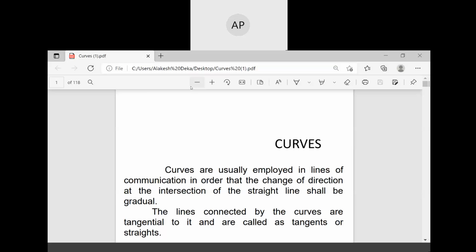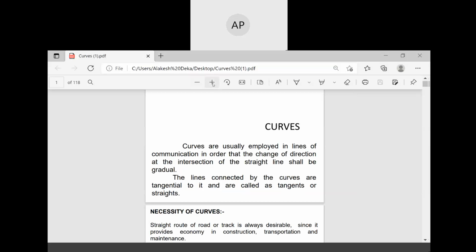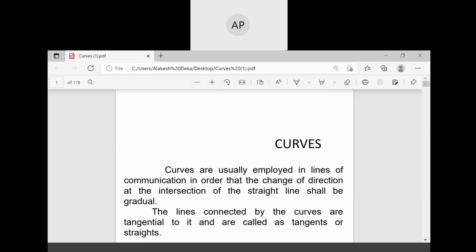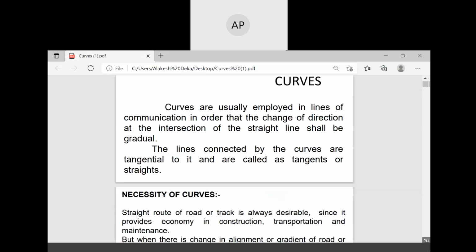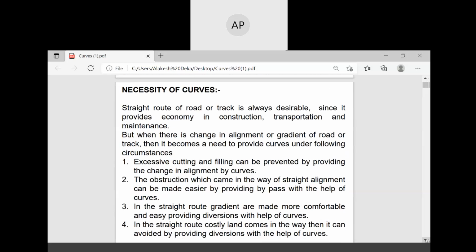Okay. So curves are usually employed in lines of communication so that the sense of direction at the intersection of straight lines changes. Generally we use curves to provide some turning and to raise the slope. The lines connected by the curves are tangential to it and are called tangents. So, necessity of curves: why do we require curve survey?